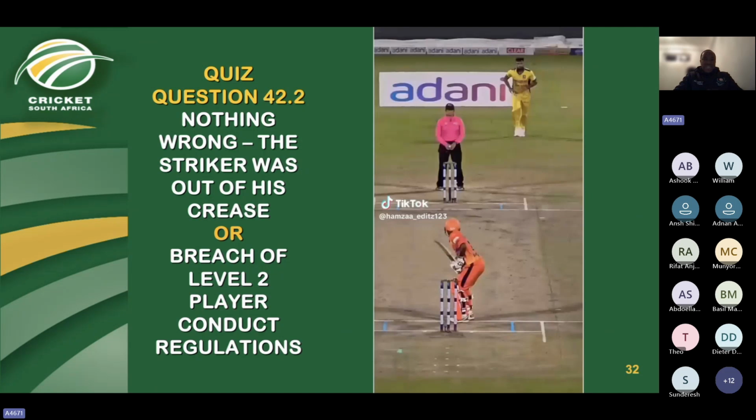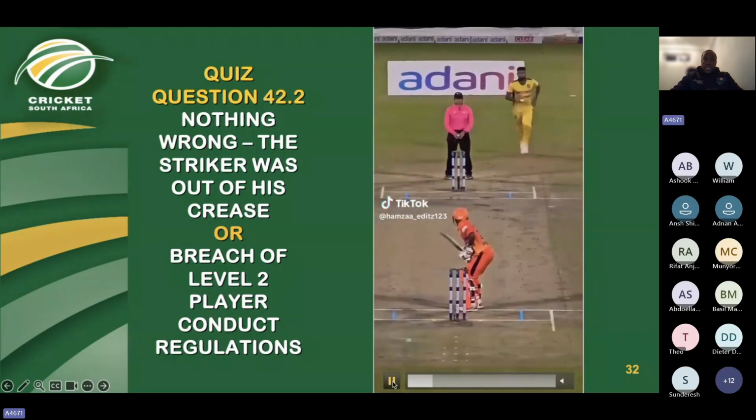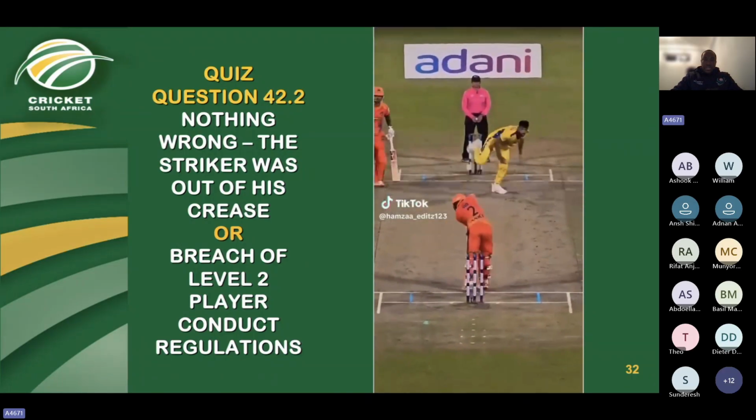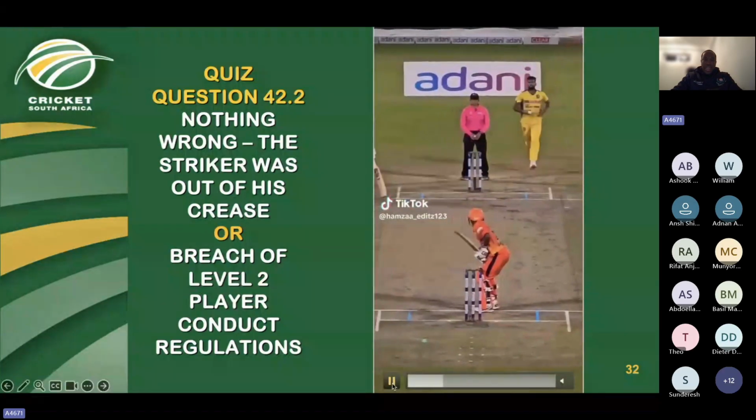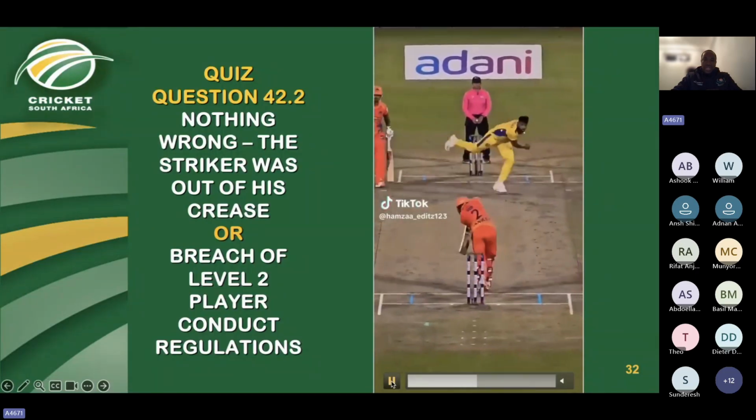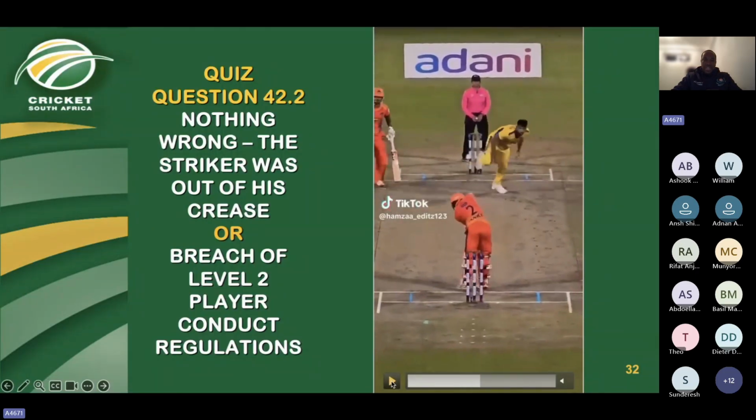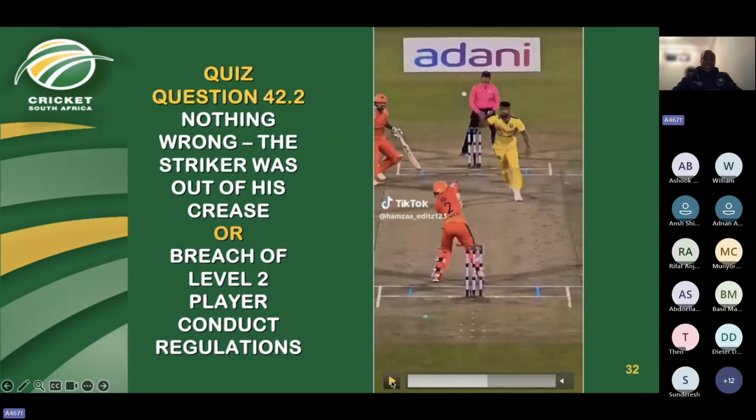Last quiz question of the evening, again, is a judgment call. I'll play it without sound and I'll talk you through it. If this striker had not at any point left his crease, then this would be a clear-cut case of a breach of level 2 player conduct regulation, throwing the ball aggressively at another player.